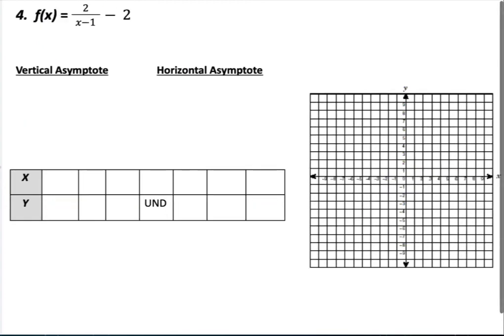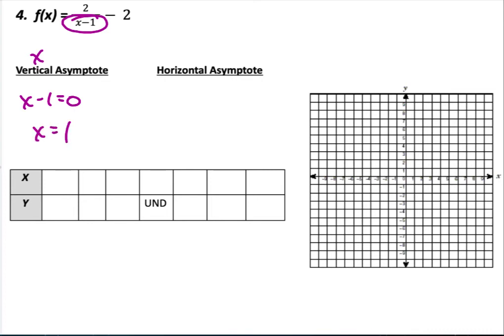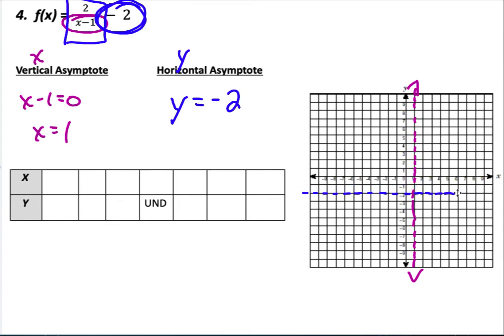Okay, so let's do one more quick. So our vertical is x, set that denominator equal to 0. Where can it not have a value? Well, it can't have a value of x of 1. So at x of 1, I'm going to have a vertical line that it never crosses. For my y's, it's what's added or subtracted after the equation. Because in order to get an answer of -2, I would need my fraction to turn to 0. But since I'm plugging my x's into the denominator and I can't plug in a 0, I can't make it into a 0, there's no way to get exactly -2. So y will never hit -2. So that's my horizontal line.